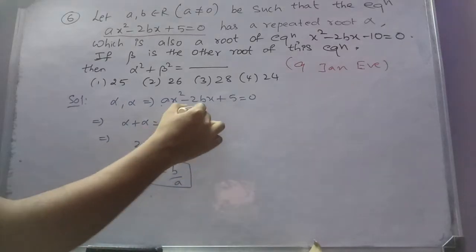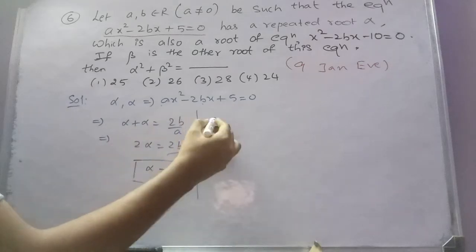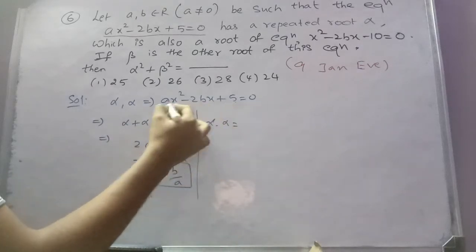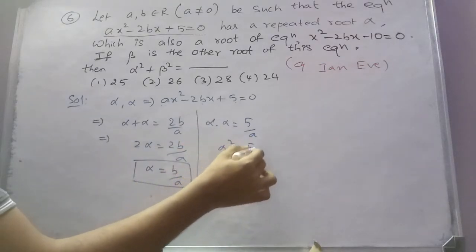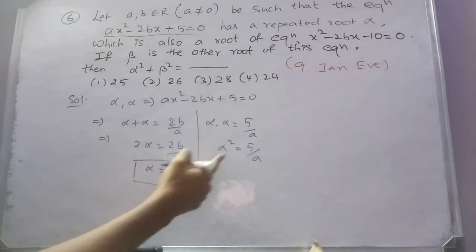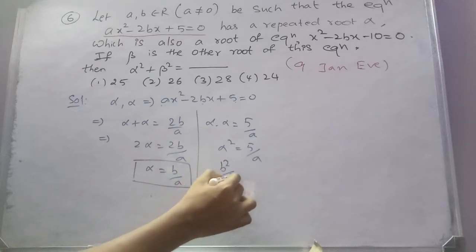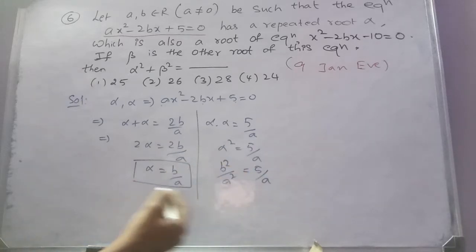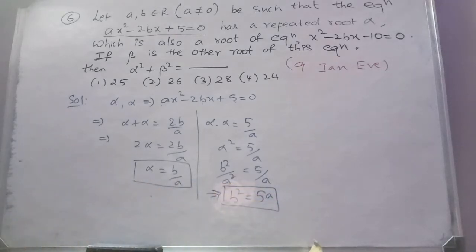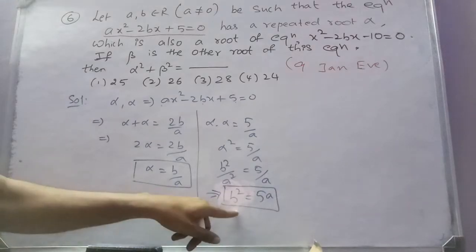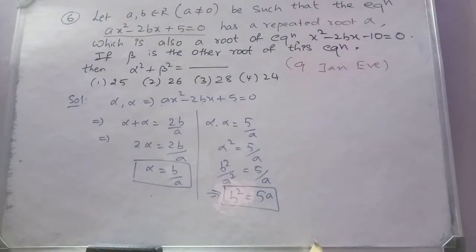Next let us use the product of the roots. If I go for product of the roots, alpha into alpha is equal to c by a, right? That means 5 by a. So alpha square is equal to 5 by a, where alpha is b by a. Substitute here. So b square by a square is equal to 5 by a. So a will get cancelled, and if you cross multiply, you'll get b square is equal to 5a. Remember these clues, they are very important. So b square is equal to 5a is one more clue that I have got.